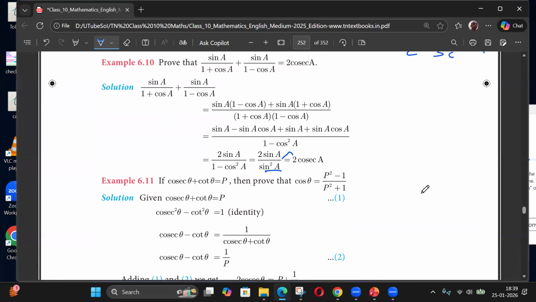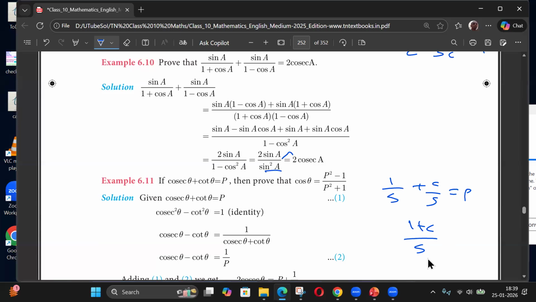So cosecant I can write as, I always prefer to deal with sine and cos. It'll be simple. So 1 by sine and cot is cos by sine. So 1 plus cos by sine. Prove means I can also take the right hand side. So I can get p square. P square is this square by this square, so plus 1, so I'll get the answer.